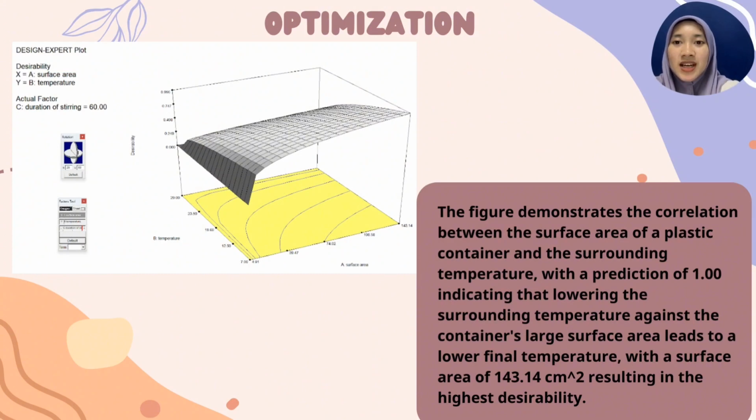This figure shows the RSM plot based on desirability. The figure demonstrates the correlation between the surface area of the plastic container and the surrounding temperature, with the prediction of 1.00, indicating that lowering the surrounding temperature with a large container surface area leads to a lower final temperature, with a surface area of 143.14 square centimeters resulting in the highest desirability.